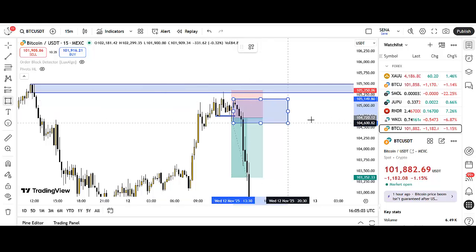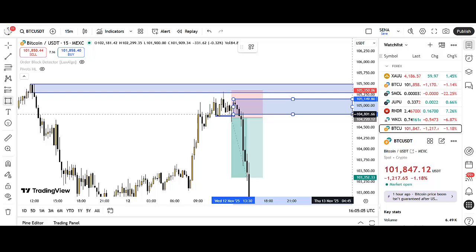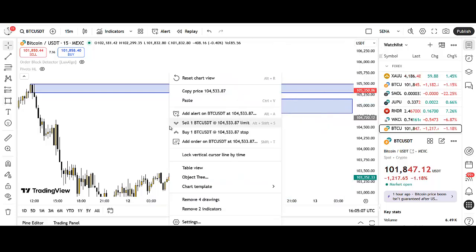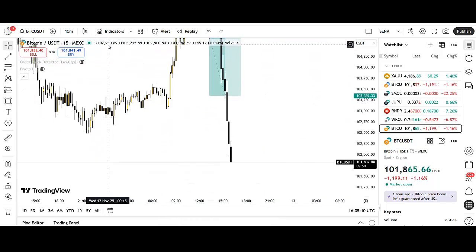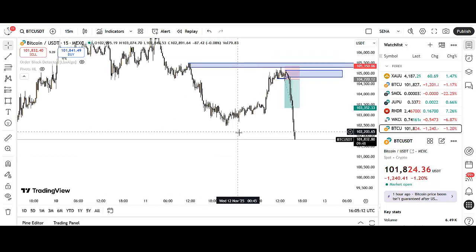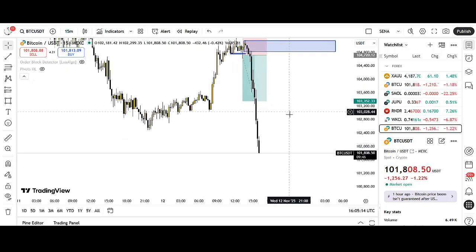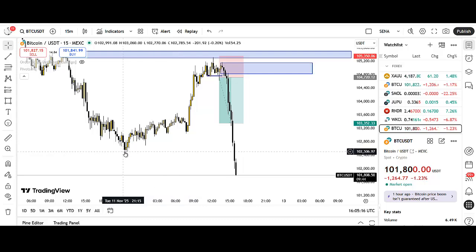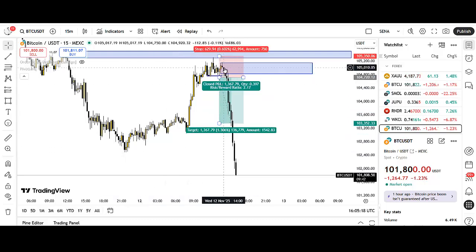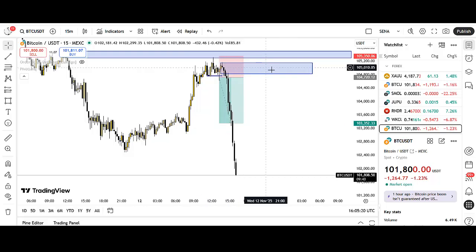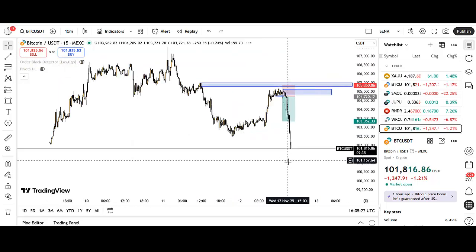So I'll be waiting for price to retrace here. But I have a feeling maybe price might not retrace there. I don't know. This is the market. Anything can happen. But because this low has been broken here, I'll be expecting price to retrace to this area. And when it gets there, we'll keep on shorting the market.